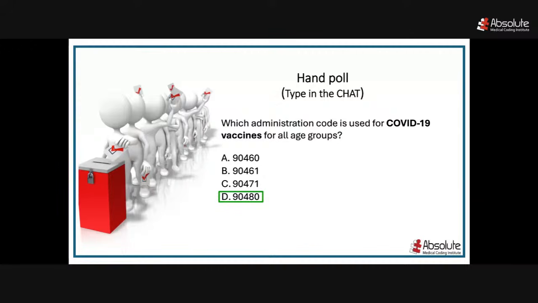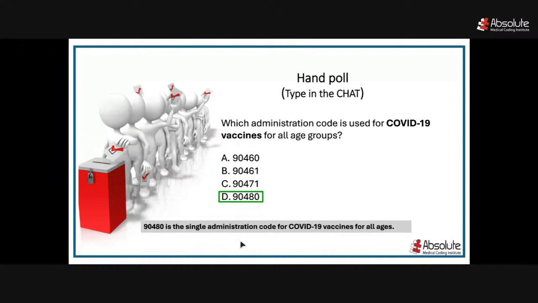I was just reading through one of the questions in the comments. Yes, 90480 is the single administration code for COVID-19 vaccines for all age groups.